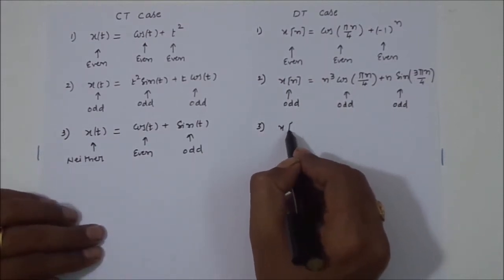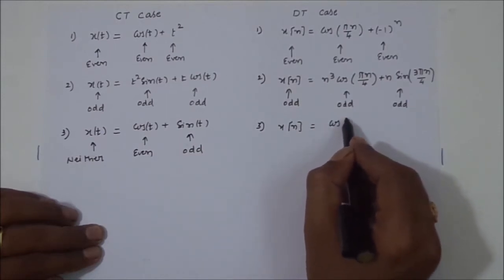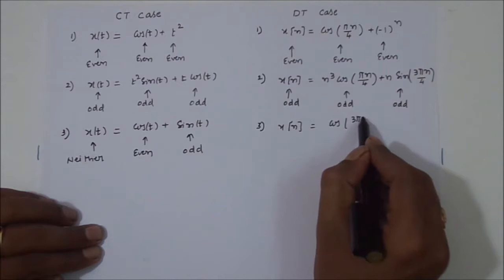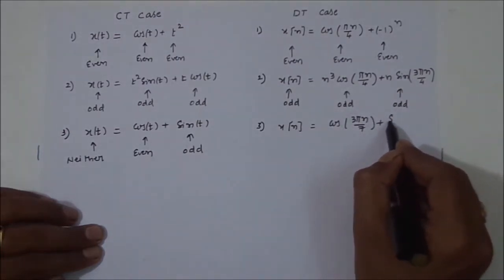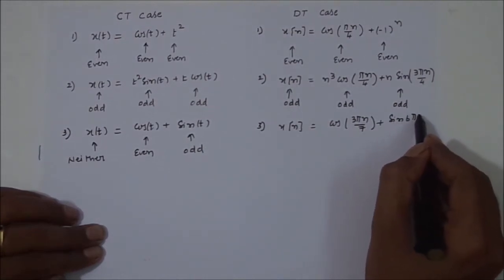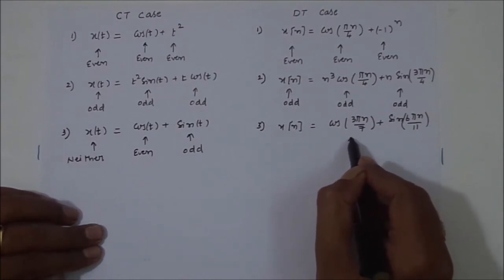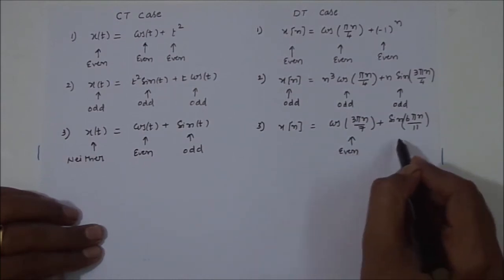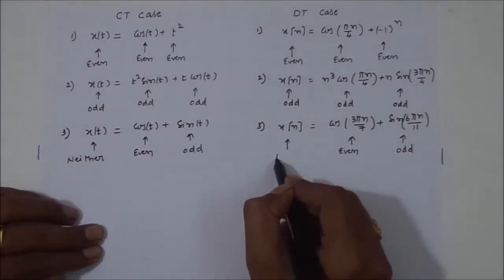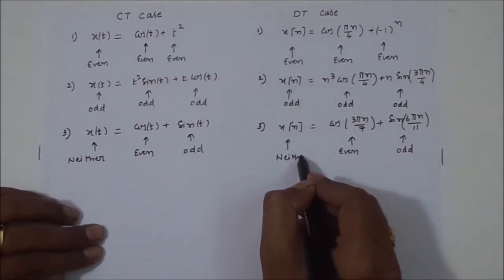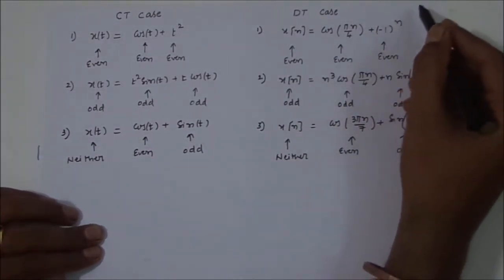What is that? x of n equal to cos 3 pi n by 7 plus sine 6 pi n by 11. So if you take this signal again, what happens? This fellow is even and this fellow is odd. So obviously what will happen? The resulting signal is neither even nor odd.